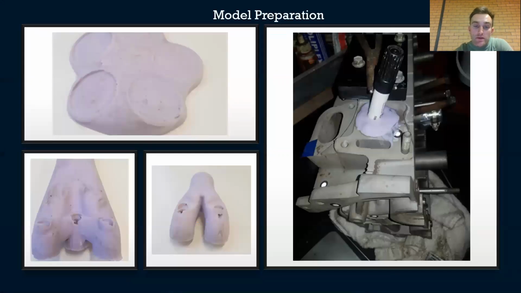So to investigate this method, I used a Toyota 4AGE 20-valve engine to make a silicon mold of the inlet and exhaust ports and also the combustion chamber in order to build a CAD cylinder head model in cryoperimetry. So these are the silicon molds that were produced on the left-hand side.